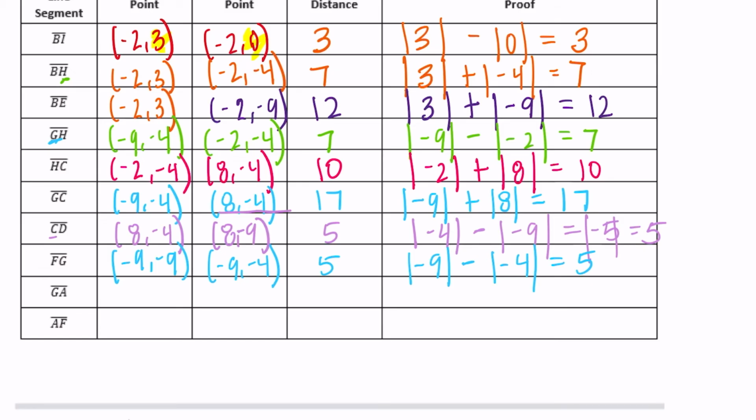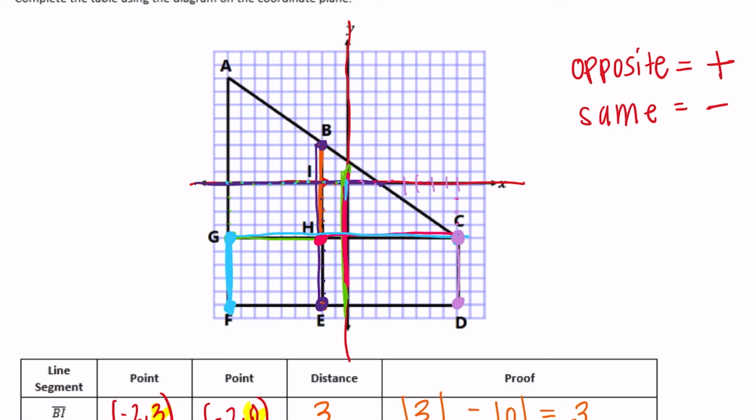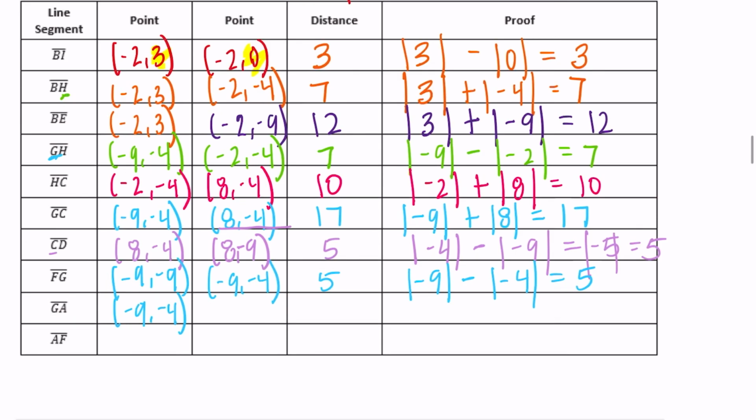GA. So G was -9, -4. A, have we found A yet? I don't see an A. Okay, so G, A, they cross 0, so we're going to be adding. A is at -9, 1, 2, 3, 4, 5, 6, 7, 8. -9, 8. And we're going to be adding. They differ in the y coordinate. So -4 absolute value plus the absolute value of 8 would be equal to 12.